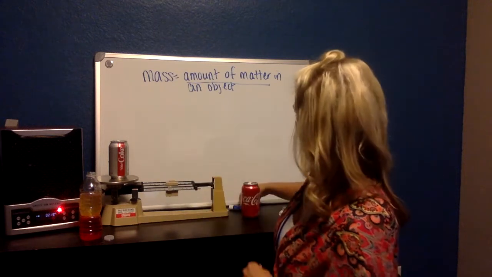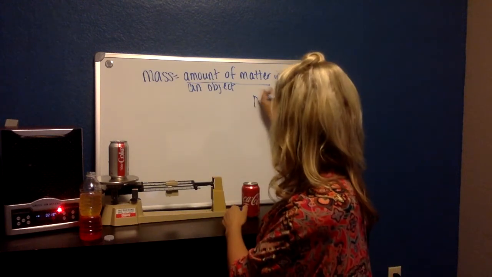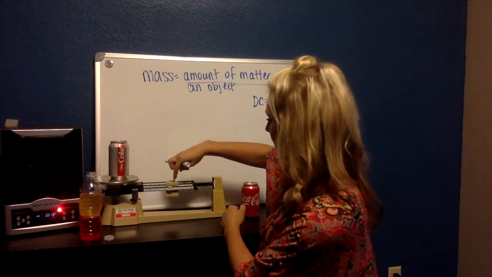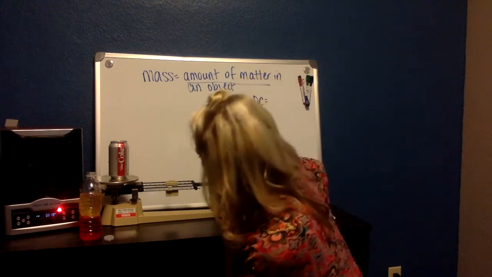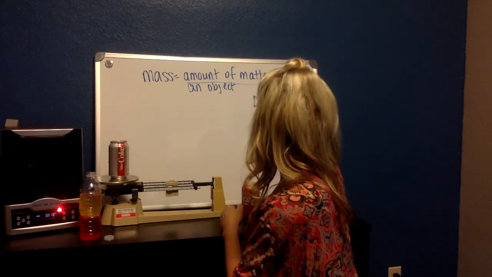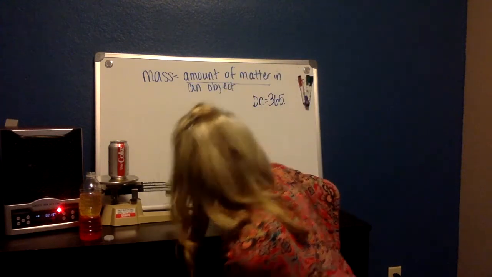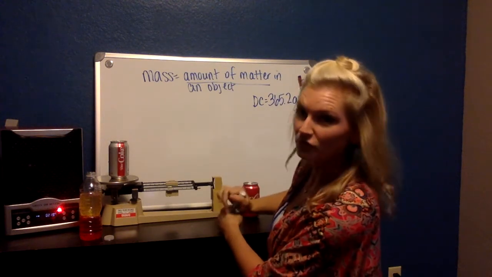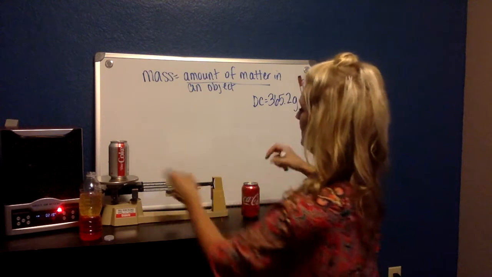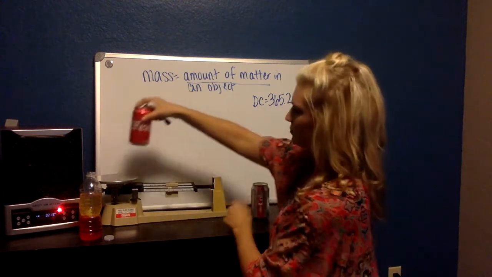It's the same amount of stuff that's inside of it. So the mass of the Diet Coke is, I'm going to put DC for Diet Coke, I'm going to add, it's 300, 60, and then 5. So 365.2. Remember, that is in grams. We measure mass in grams in the metric system. All right? Now I'm going to go ahead and do the Coke can.